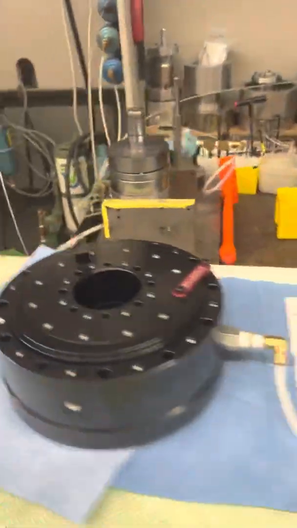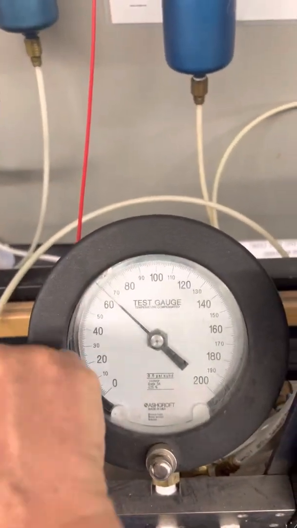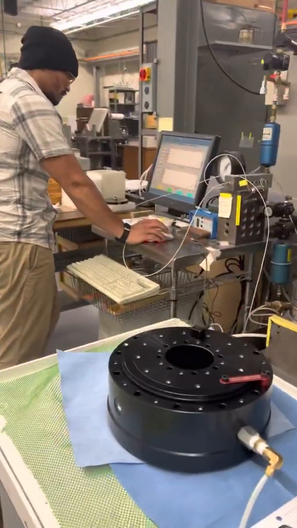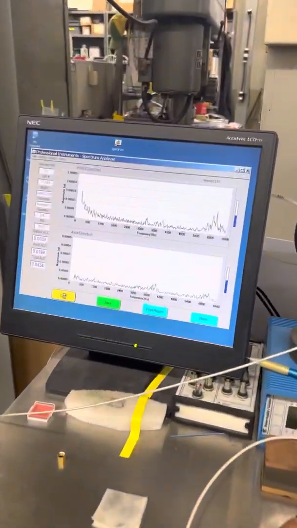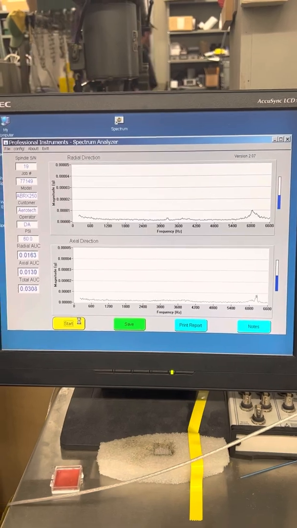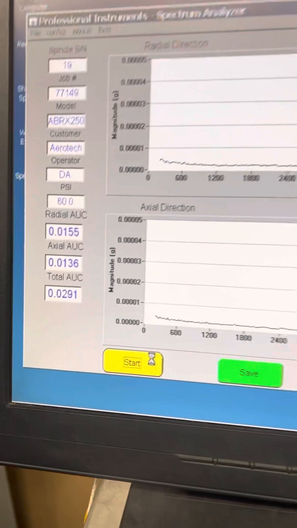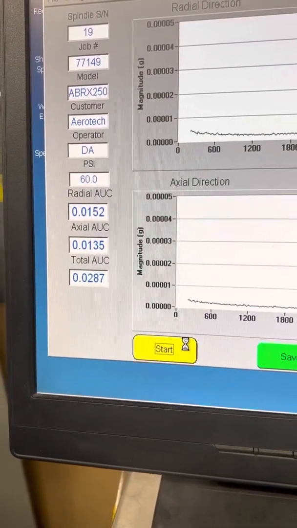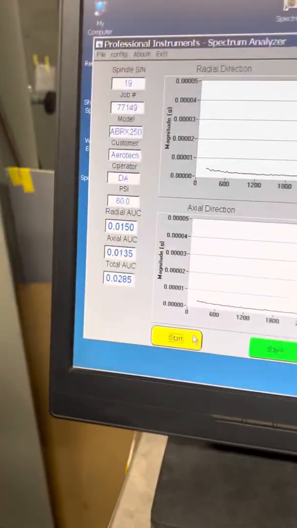So now we'll run the pressure down to 60 psi, and you can see the AUC value will get better. AUC is a very fast way to measure an air bearing to see how good it is. And it correlates roughly with asynchronous error motion, but not exactly, relative within spindle models. And so you can see we're at about 0.030.